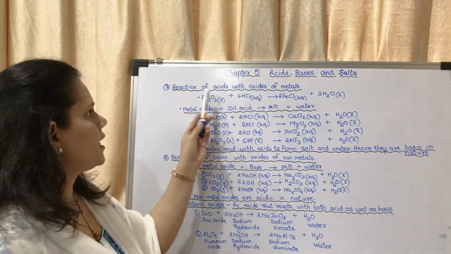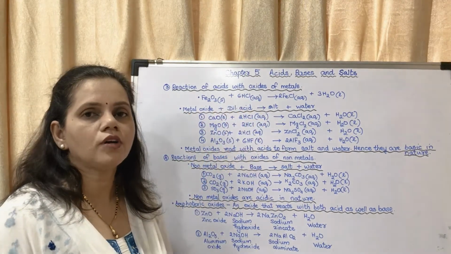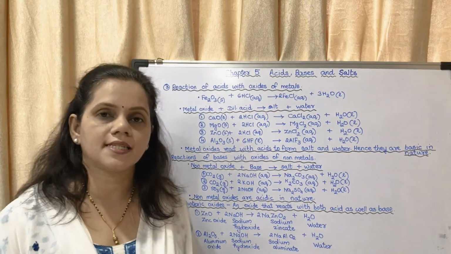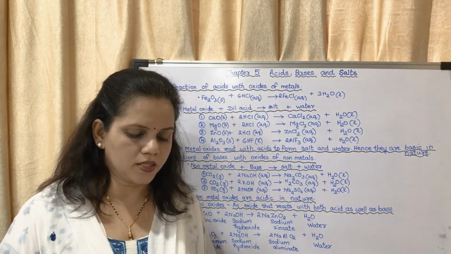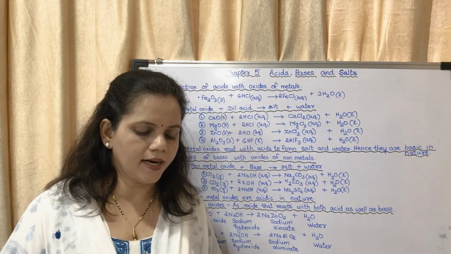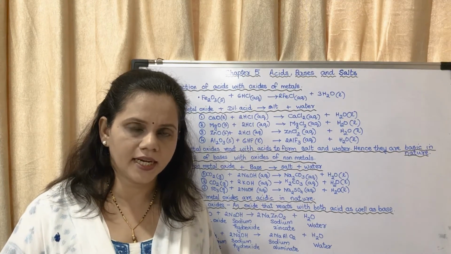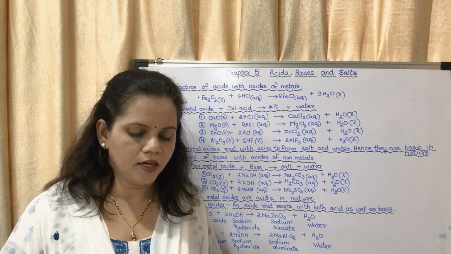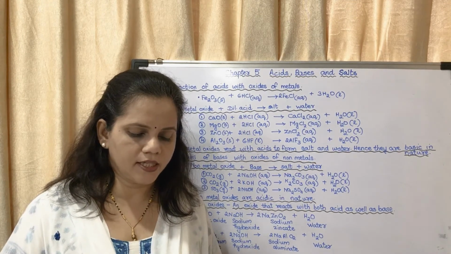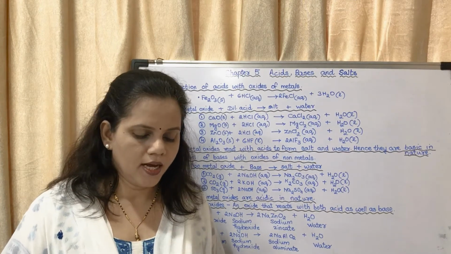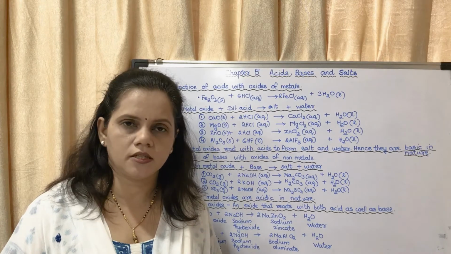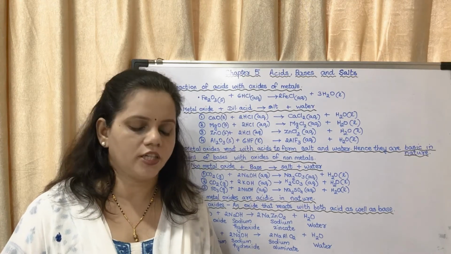Now the next is reaction of acids with oxides of metals. There is an activity given on page number 66 towards the end. You have to take some water in a test tube and add a little red oxide, that is ferric oxide, to it. Now add a small quantity of dilute HCl to it. Shake the test tube and observe. Does the red oxide dissolve in water? No, it does not dissolve. It is insoluble in water.